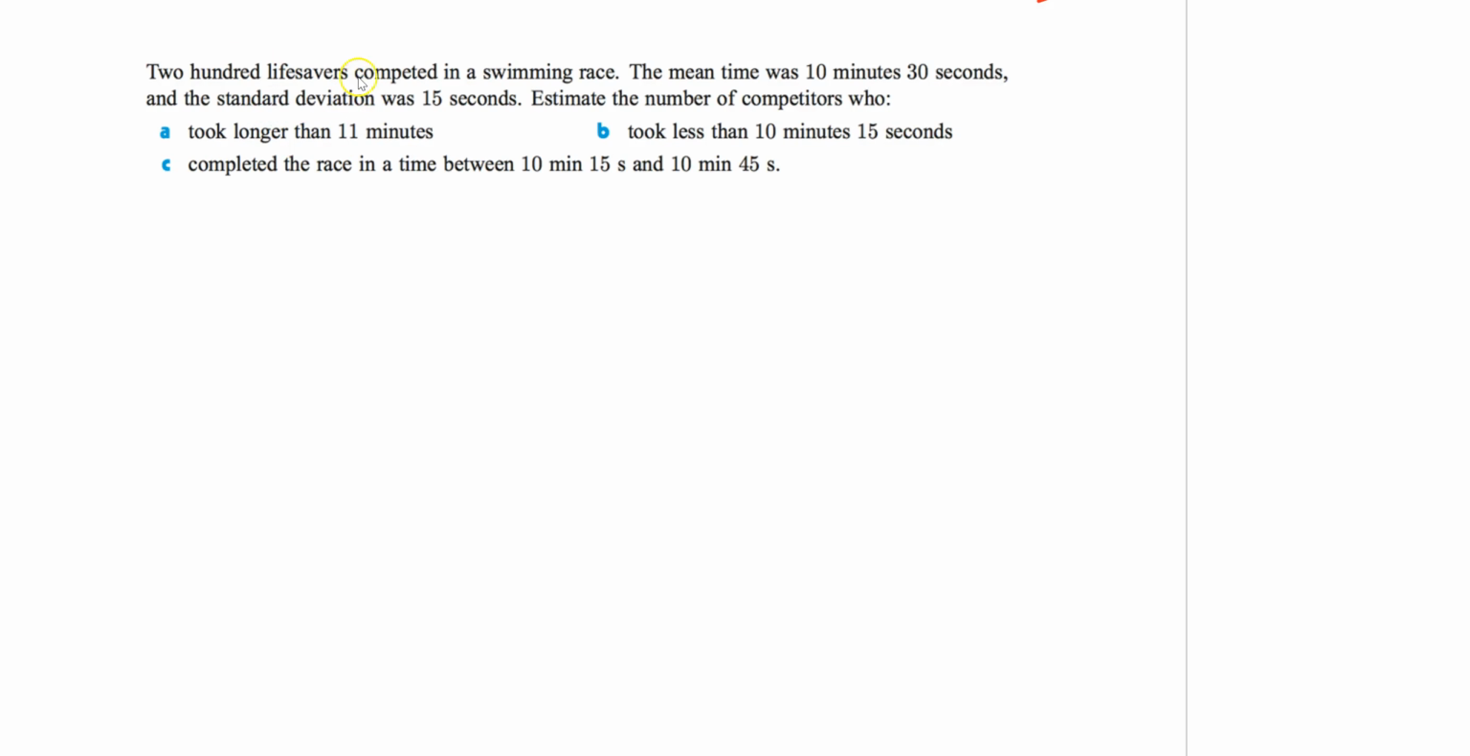So look at this one. 200 lifesavers completing a swimming race. The mean time was 10 minutes and 30 seconds, which is our mean. The standard deviation was 15 seconds. Estimate the number of competitors who took longer than 11 minutes, took less than 10 minutes and 15 seconds, completing the race between that and that, right? So this is kind of like what we did last class. So we have this. Our mean is 10 minutes 30 seconds. Now we can't work in minutes and seconds. We've got to convert it. So either we're going to go seconds, which means multiply 10 by 60, add 30, or we can move on to minutes.